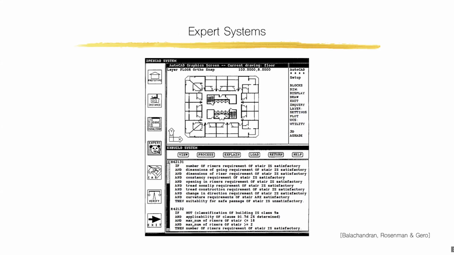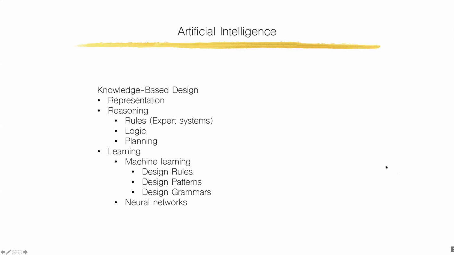So what we built were things like this. This was an expert system that took the building code and assessed whether a building satisfied the code. And it went through and explained where it failed to satisfy the code. So this was a system in the 80s.